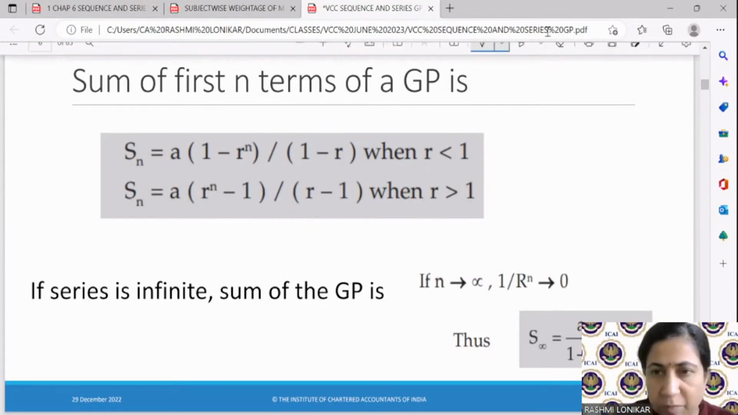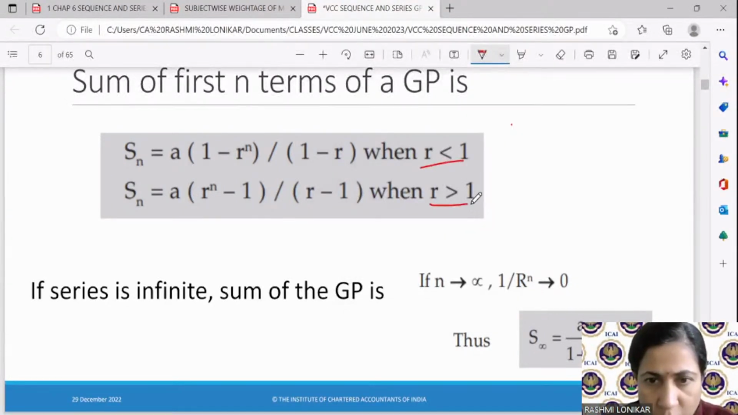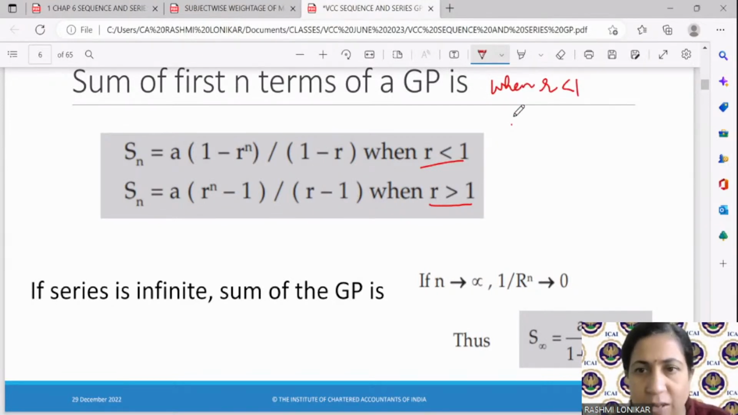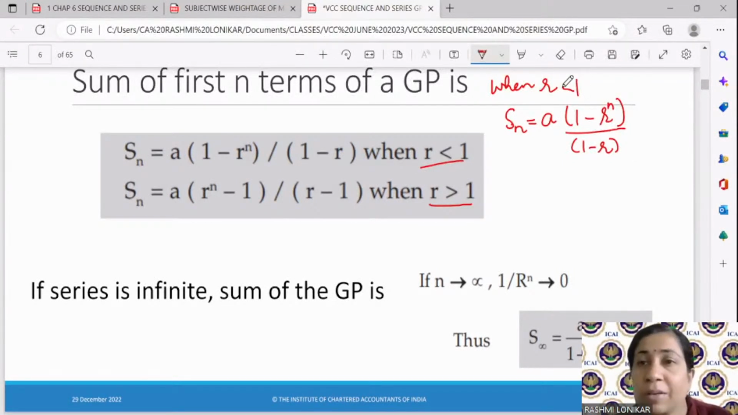This is very important. If R is less than 1, I write A times 1 minus R raised to n upon 1 minus R. So when R is less than 1, the sum up to the nth term is given by A times 1 minus R raised to n upon 1 minus R. Okay. When R is less than 1.